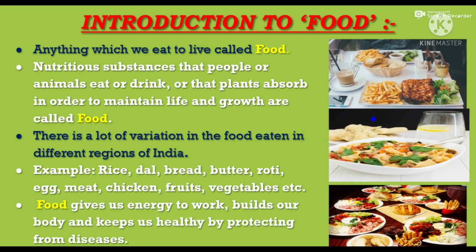So food gives us energy to work, builds our body, and keeps us healthy by protecting us from diseases. So food mainly does three works. First one is it gives us energy to do different work. Second one, it builds our body. That means it helps in growth and development of our body. And third one is it also boosts our immunity power, and it keeps us healthy by protecting from diseases.